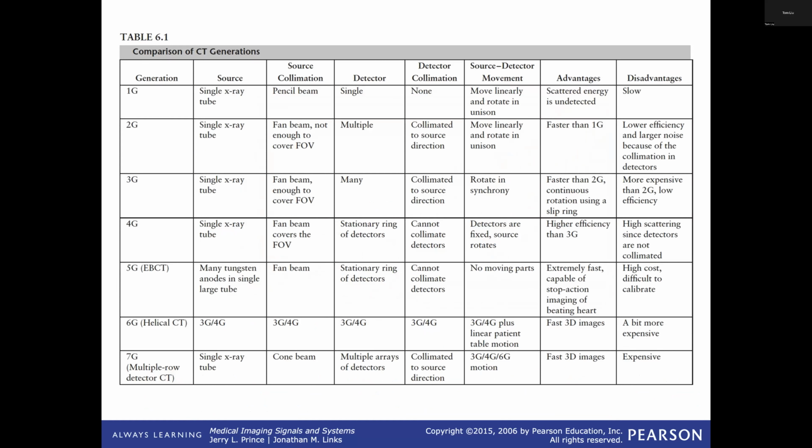These are generations, in the book, from the first generation with a single detector rastering across, all the way to now, multi-detector, multi-row CT scanners. People have classified them with these generations. You don't have to worry about it. This is where we are now.